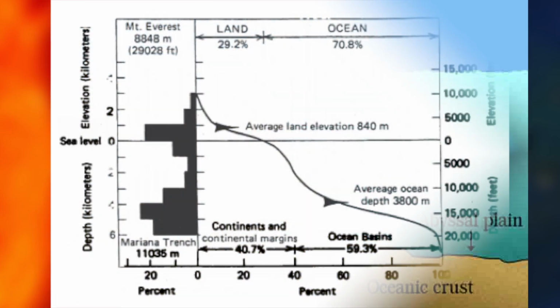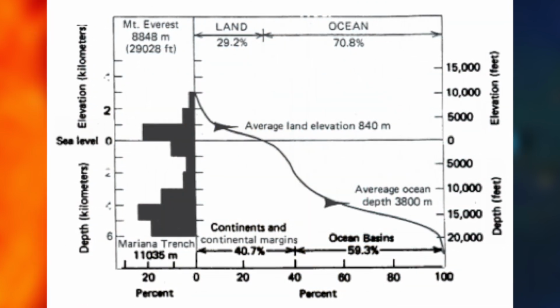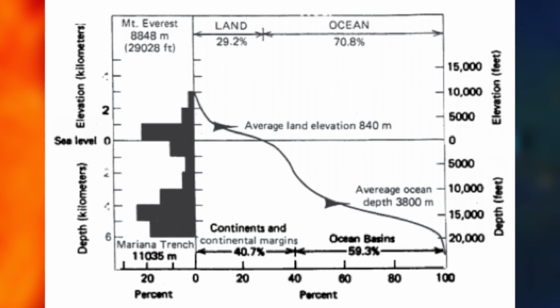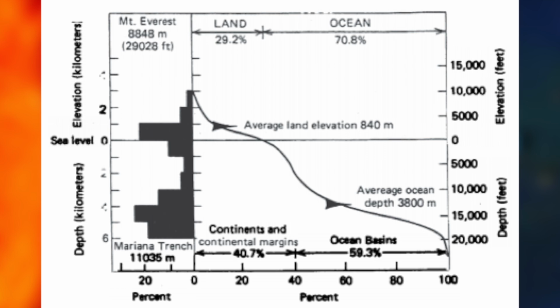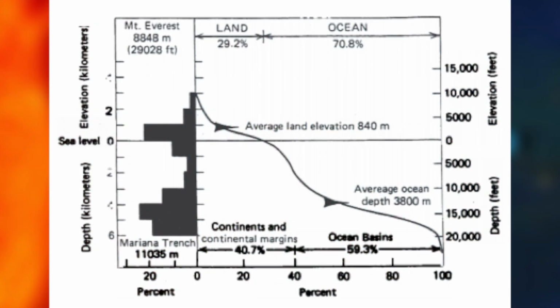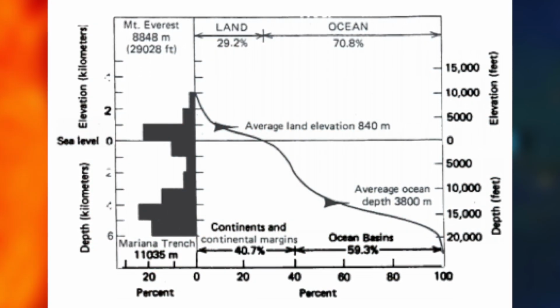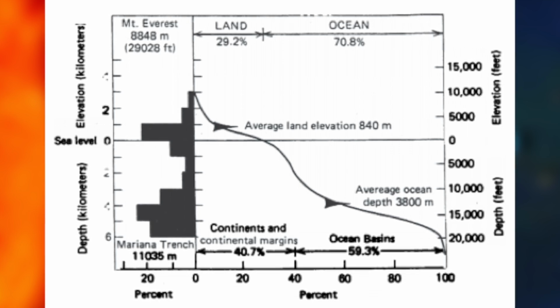The hypsographic curve shows that 71% of the Earth's surface is below sea level and 29% of the Earth's surface is above sea level. The continental areas above sea level comprise about 29% of the Earth's surface. The average elevation of continents is 840 meters and the average depth of ocean is 3795 meters.